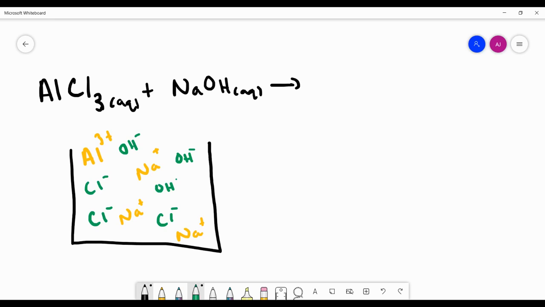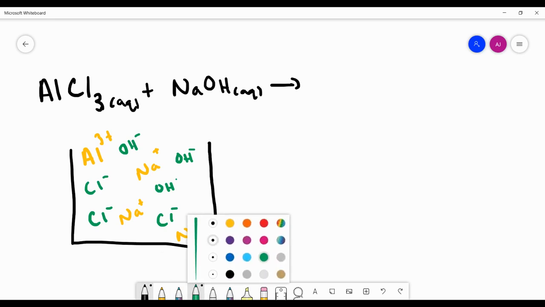So imagine in your mind's eye you have a beaker of aluminum chloride solution and a beaker of sodium hydroxide, and you mix them all together. Let's imagine them mixed together the moment before the reaction actually occurs.